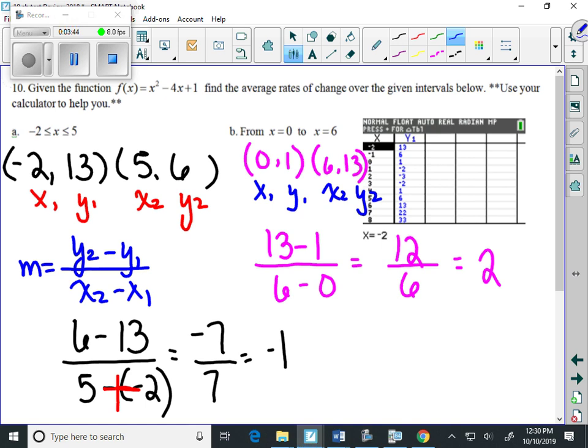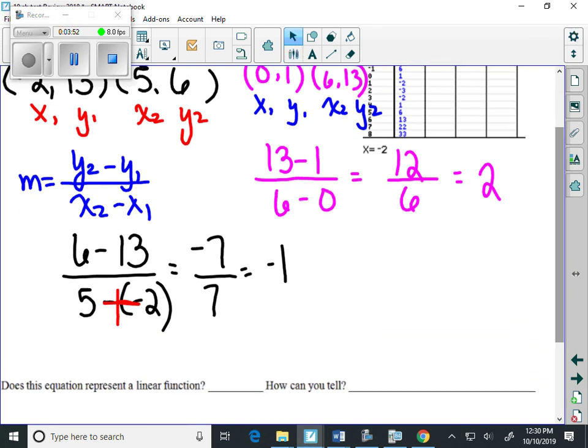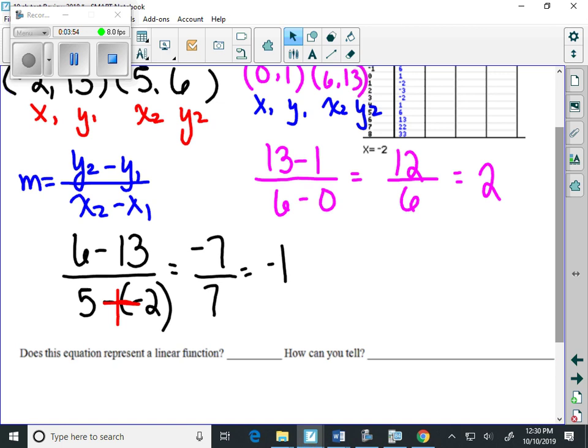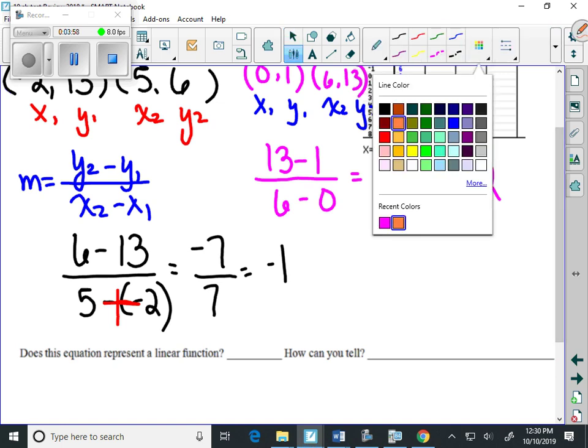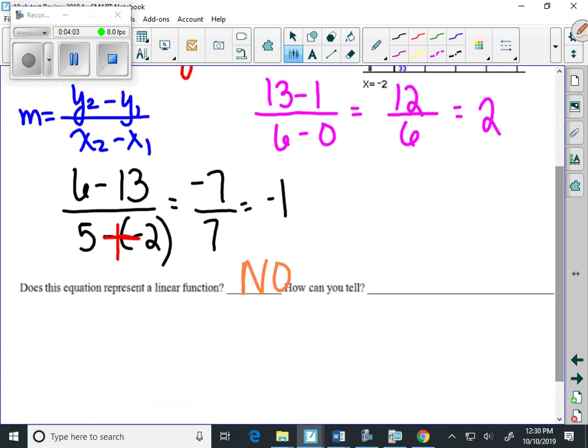But after completing those two values, the average rate of change is just another way of saying slope. At the very bottom of this problem, we have a question. Does this equation represent a linear function? Well, the answer is no. And then how can we tell? Well, the slopes are different.